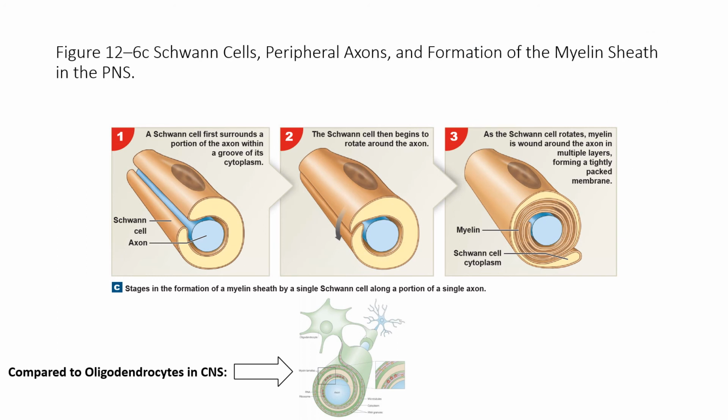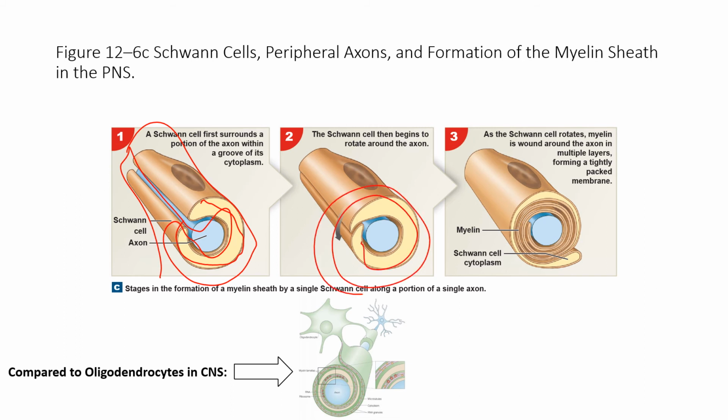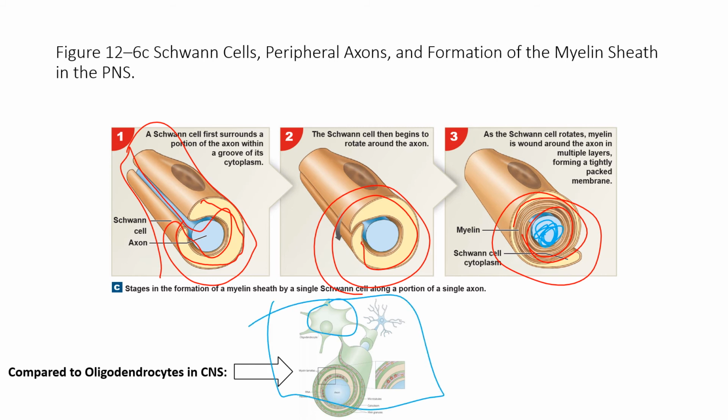And here's just a better image from your textbook of how that one Schwann cell, so this brown or tan cell is our Schwann cell, and you can see it's starting to stretch itself out, and it's going to stretch itself out and wrap and wrap and wrap around that axon in the center. And that's different than this oligodendrocyte where we had one cell body and it has numerous processes that are going to wrap around and around the axon.